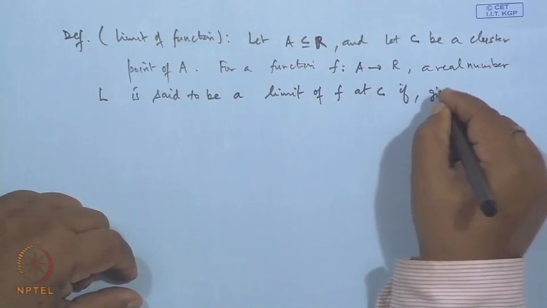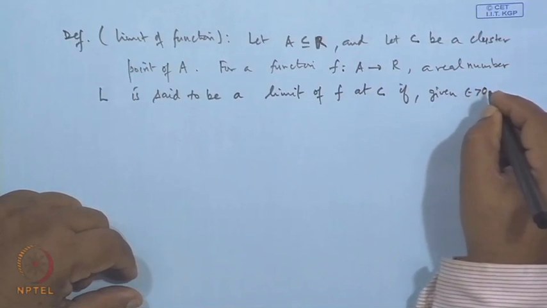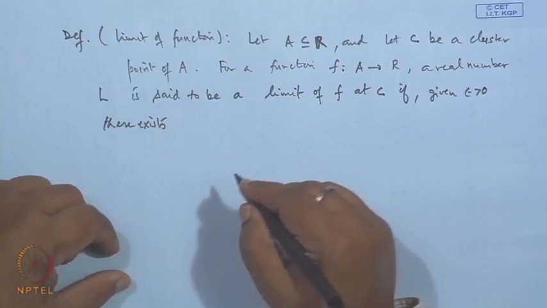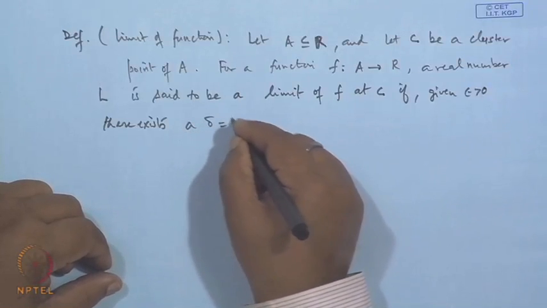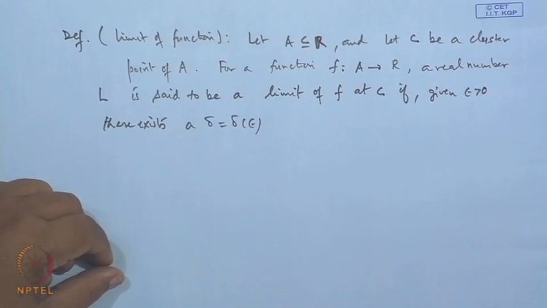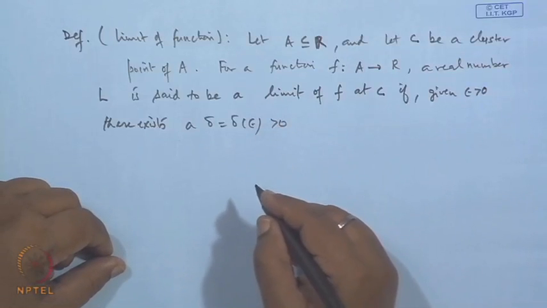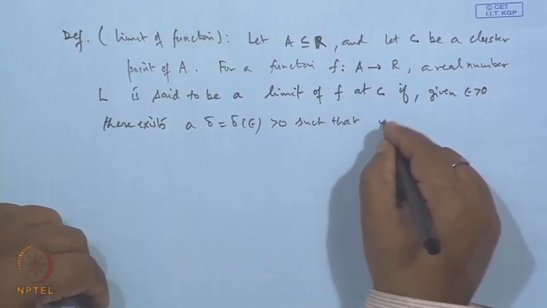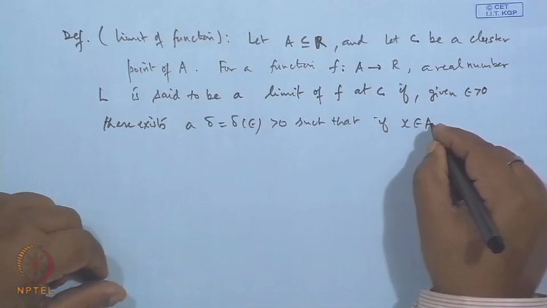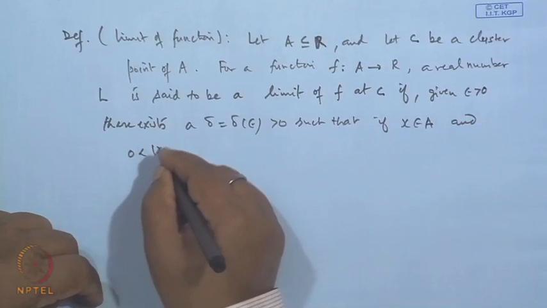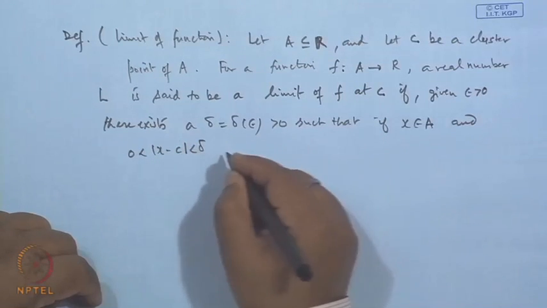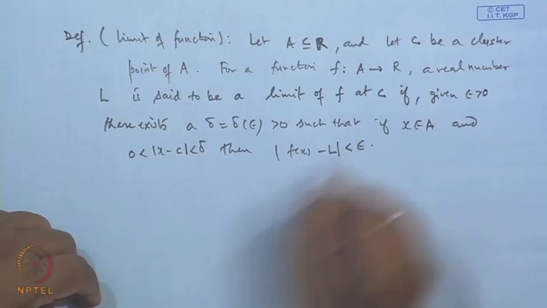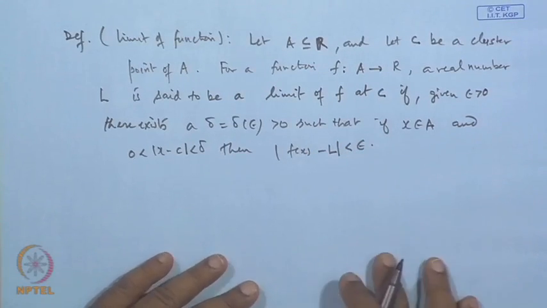if given any epsilon greater than 0, there exists a delta, which depends on epsilon and is positive, such that if x belongs to A and 0 is less than mod of x minus c, which is less than delta, then mod of f(x) minus L is less than epsilon. That is the definition.